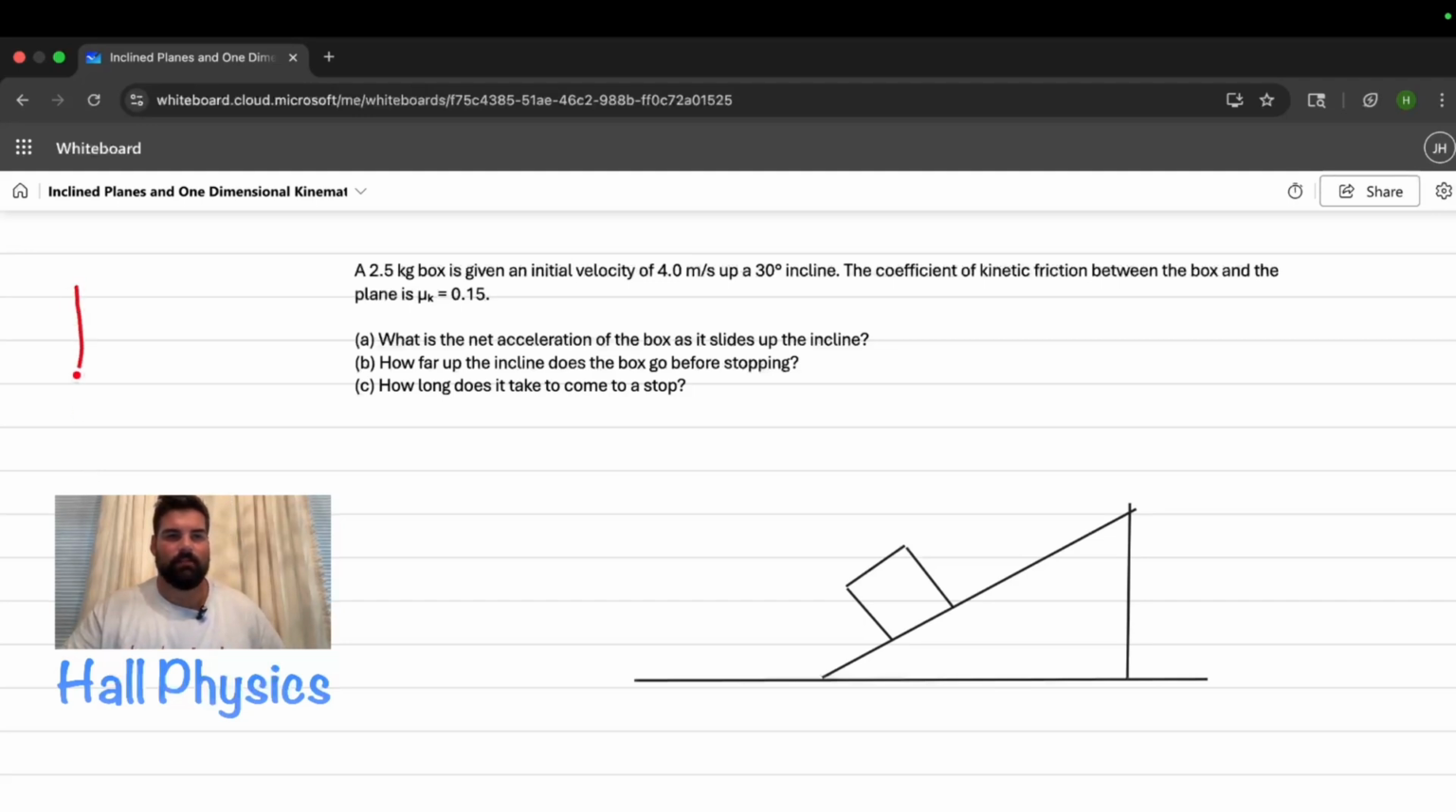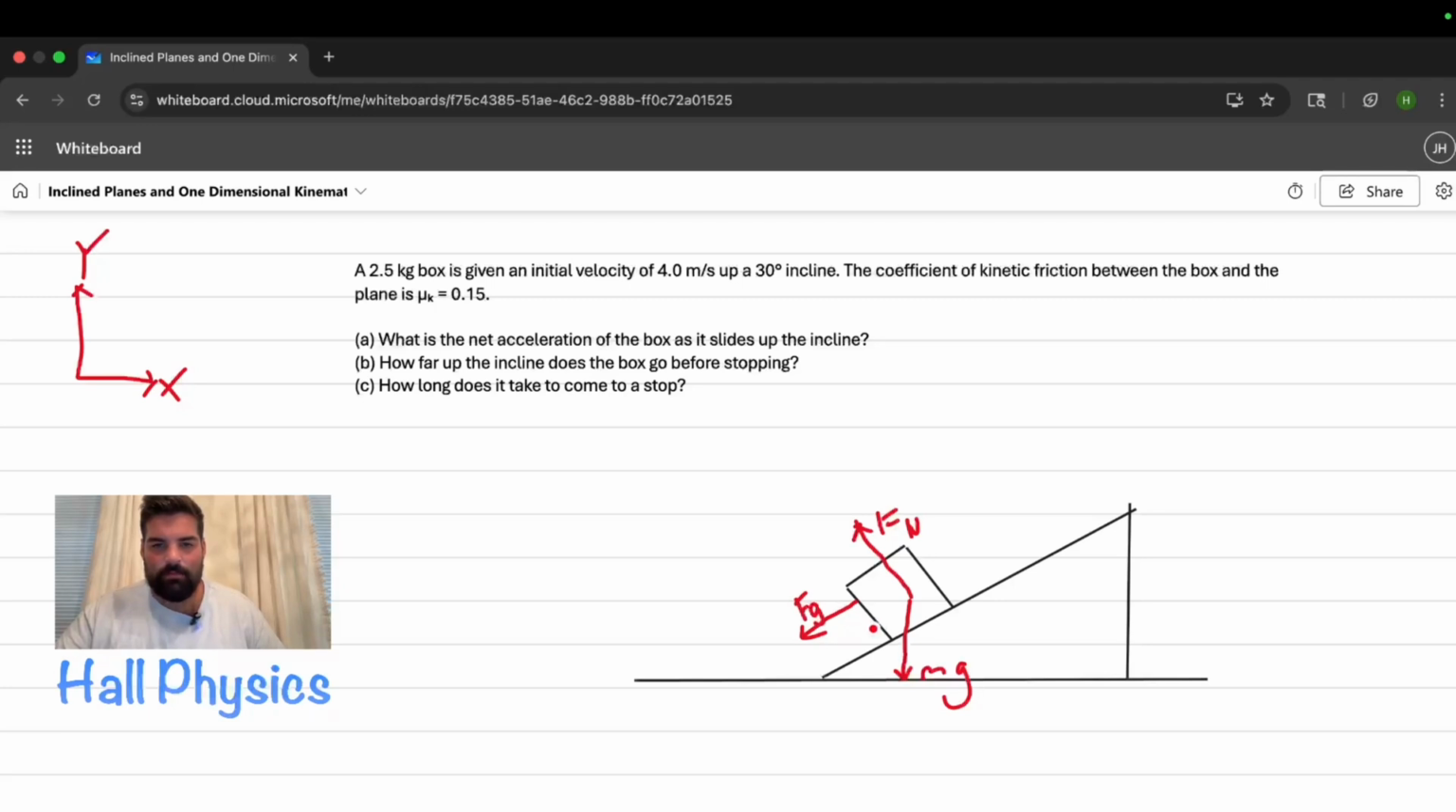Let's go ahead and establish our X and Y coordinate system. Keep it the same. Second, let's draw a picture. We have mg going straight down. Next, we have our normal force. Then we have our gravitational force, F of g, pulling the box down.